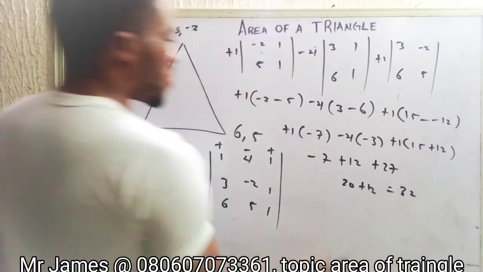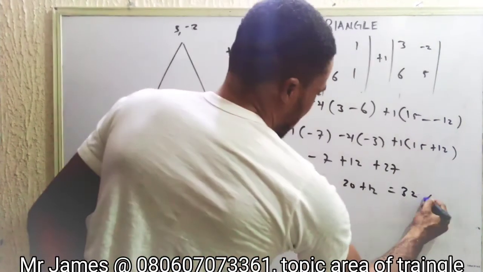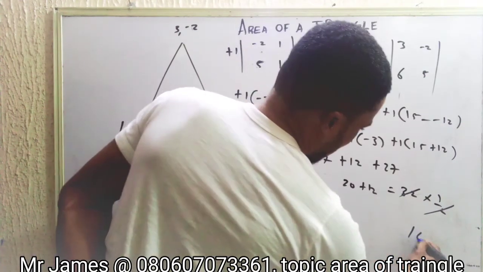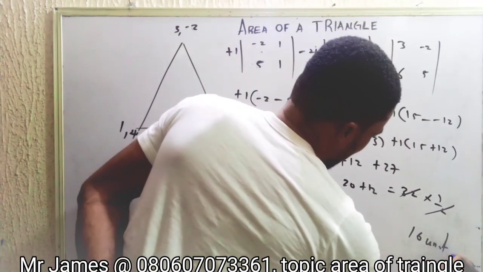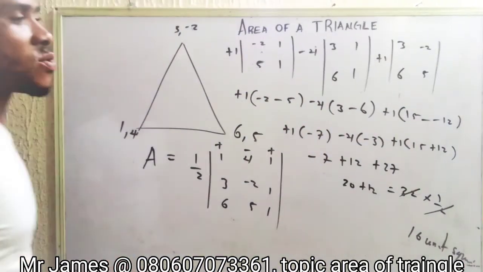Now, divide 32 by 2, which we have left before, that's times 1 over 2. This will go into this. I think my answer will be 16 unit square as the answer to that question.